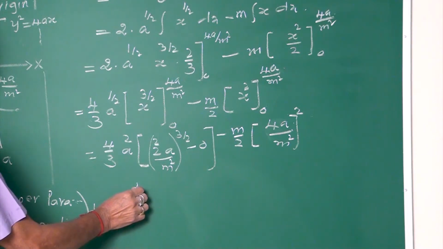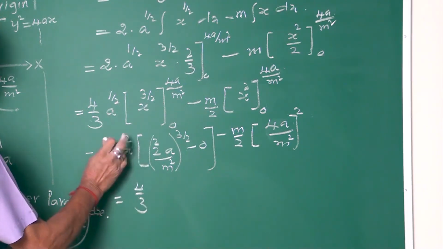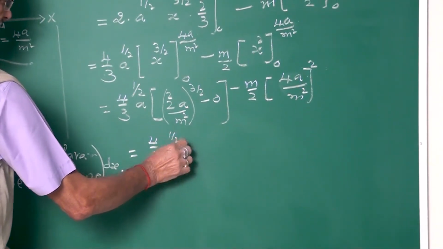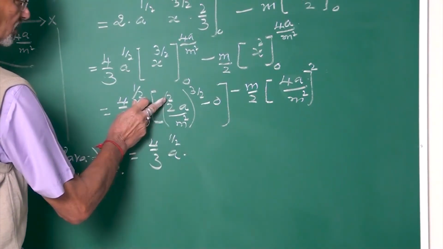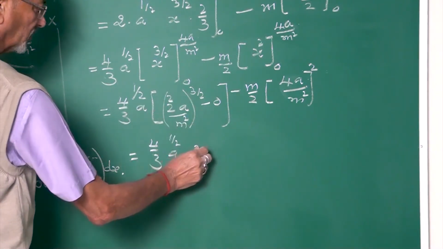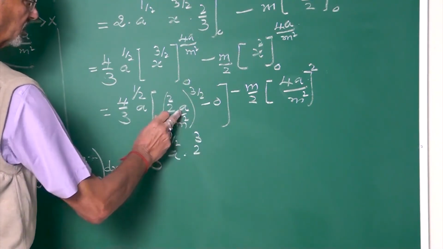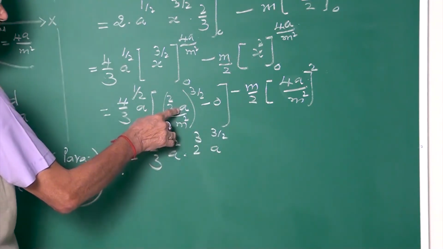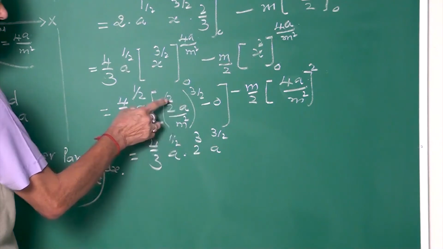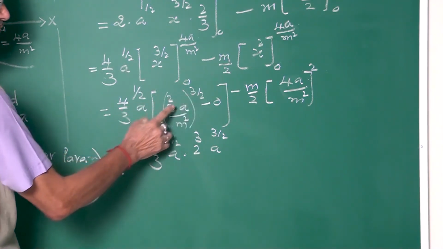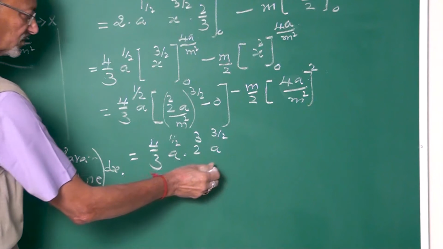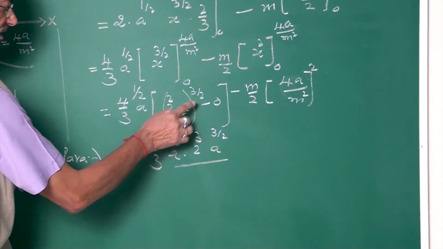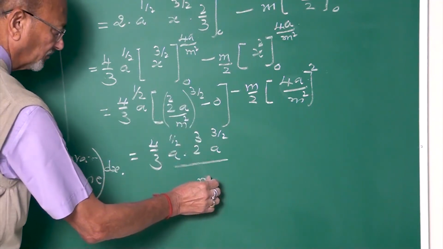Simplify. This is 4 by 3, a to the power 1 by 2, a to the power 1 by 2, 2 square. 2 cancels with 2, and you are left with 2 to the power 3, a to the power 3 by 2. What about the denominator? The square in the denominator cancels.